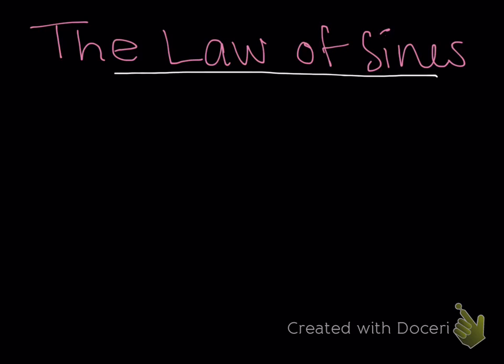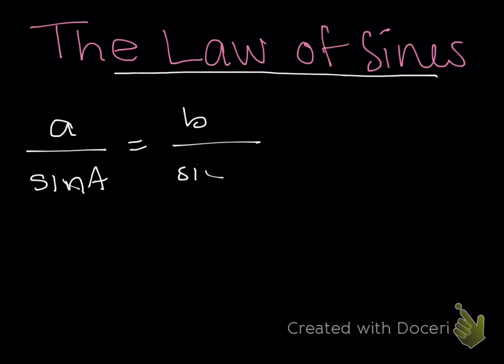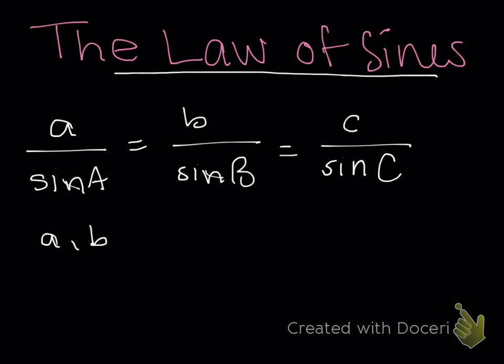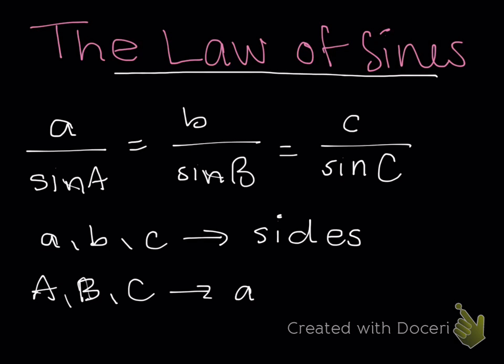And the law of sines says, I have a over sine of A equal to b over sine of B and c over sine of C. So at any given point you would only use two of these three. a, b, and c are side lengths or side measurements. The capital letters A, B, and C represent angles.